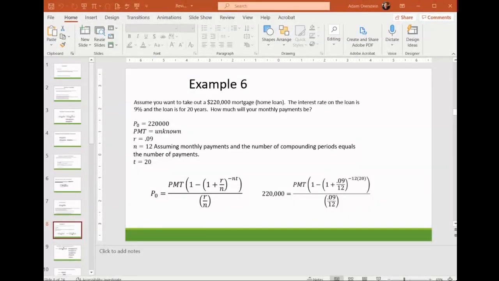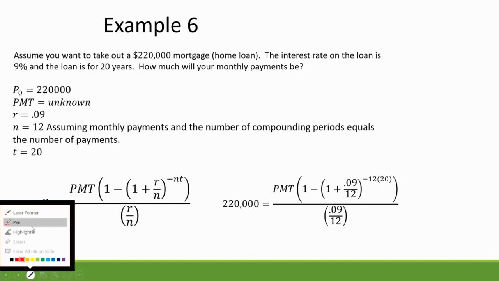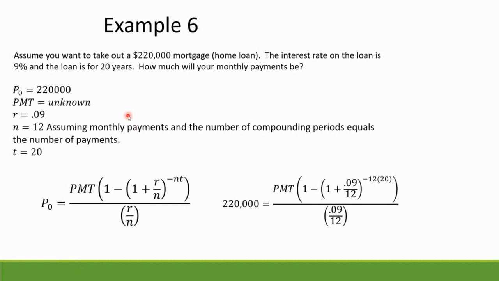Okay, so let's see here. For this example, we have a mortgage. A mortgage is a type of loan, right? So suppose we want to take out a $220,000 mortgage, which again is a type of loan. It's a home loan. It turns out the interest on it is 9%, and the loan is for 20 years. We want to figure out our monthly payments. So that's what we want to figure out now.